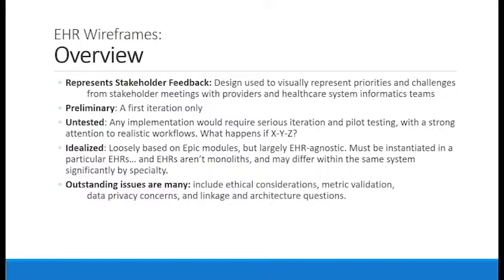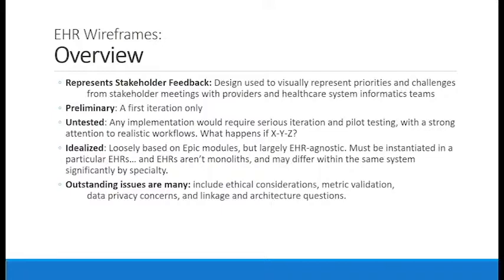Again, untested. Folks said, yeah, but what if that metric says it's a 4.2 out of 5? What do I do as a provider? It's not enough to say it's dangerous. I have to know how to incorporate that into a decision-making tree. So again, idealized. It's loosely based on Epic's module layout, where they've got little boxes in a bigger window, but it's largely EHR agnostic, which you really couldn't be in a real case. I have to know what I can do. What graphs can I put up in this EHR? So it has to be instantiated in a particular way.